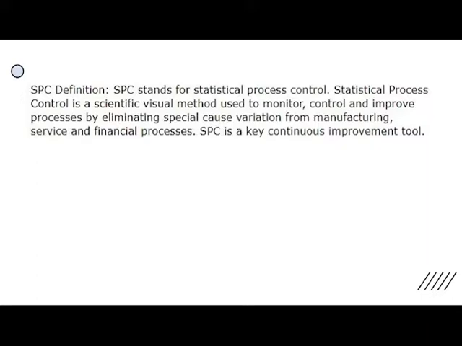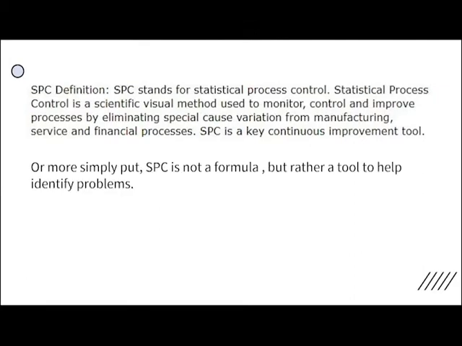So what is SPC and why is it important in engineering or just data analysis in general? Statistical Process Control is a scientific visual method used to monitor, control, and improve processes by eliminating special cause variation from manufacturing, service, and financial processes. Or more simply put, SPC is not a formula but rather a tool to help identify problems.